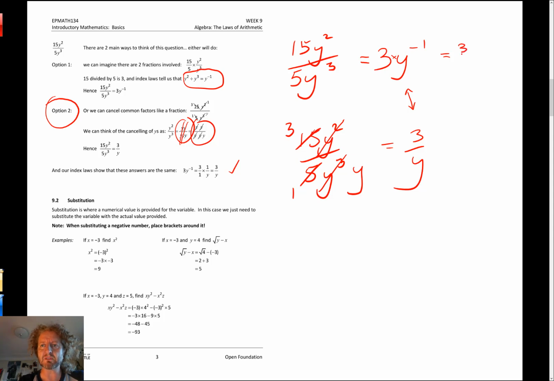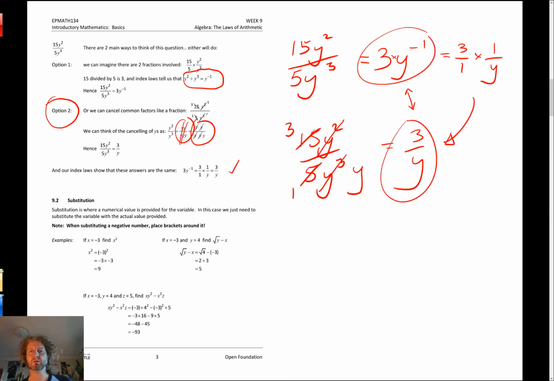So that 3 is just the number 3 on 1. And what did y to the minus 1 mean? Well, the minus meant 1 over, and y to the 1 was just y. And what do I do with multiplication? I times across the top to get a 3, times across the bottom to get a y. Yeah, it's the same thing. So that and that, it's important to know are the same answer.